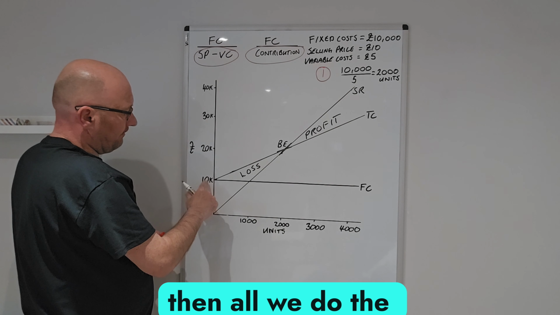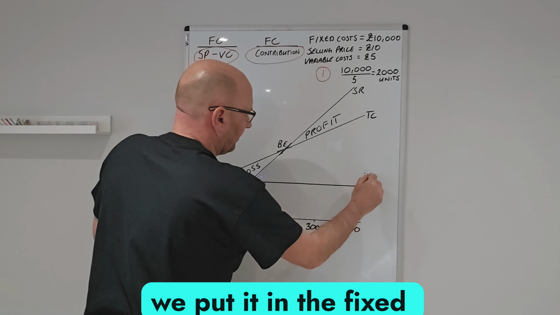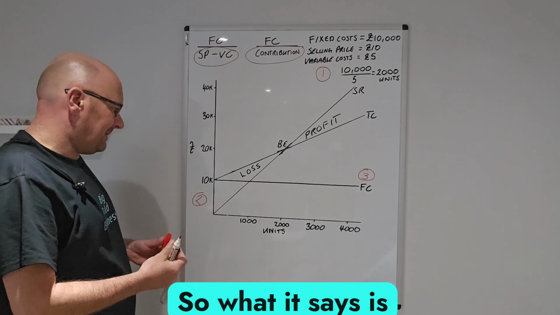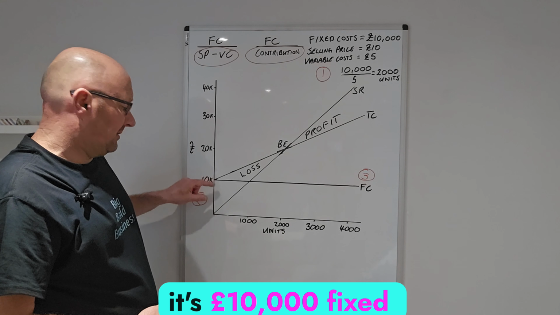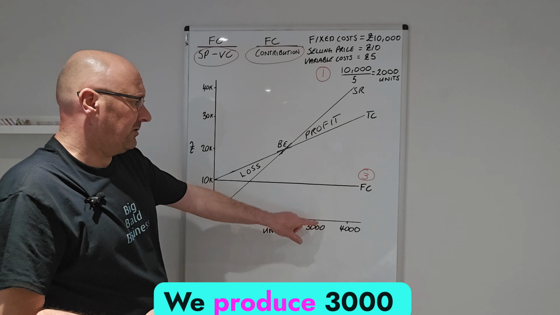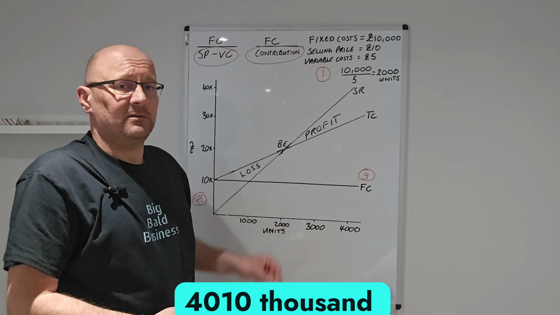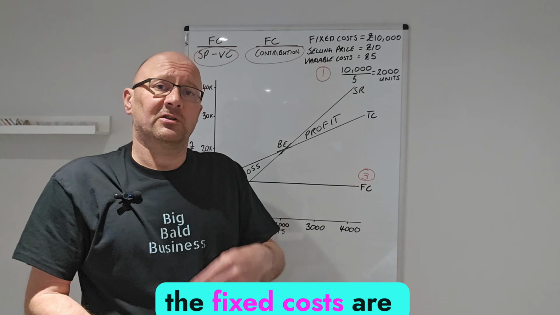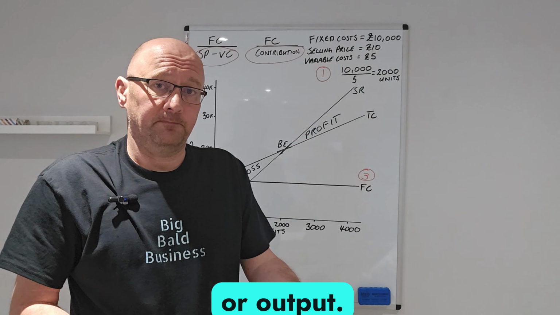Okay, and then the next thing, number 3, after we've done the axes, we put on the fixed cost line. It's going to be straight. So what it says is, if we produce nothing, it's £10,000 fixed cost. If we produce 3,000 units, £10,000 fixed cost. 4,000, £10,000 fixed cost. It doesn't matter how many we produce, the fixed costs are fixed. They do not change with usage or output.